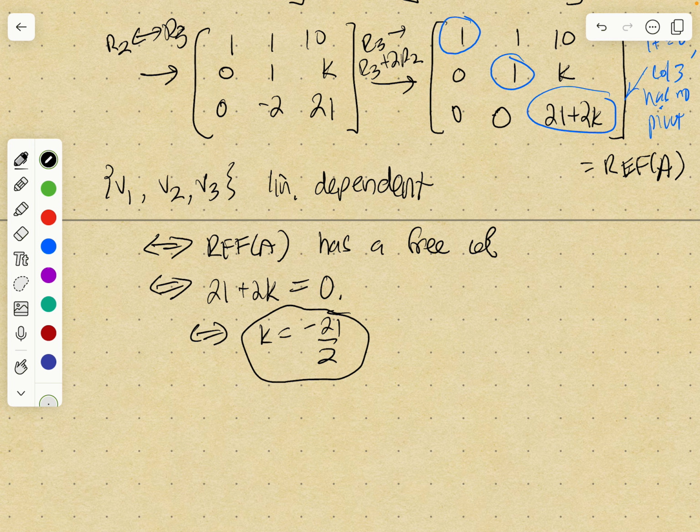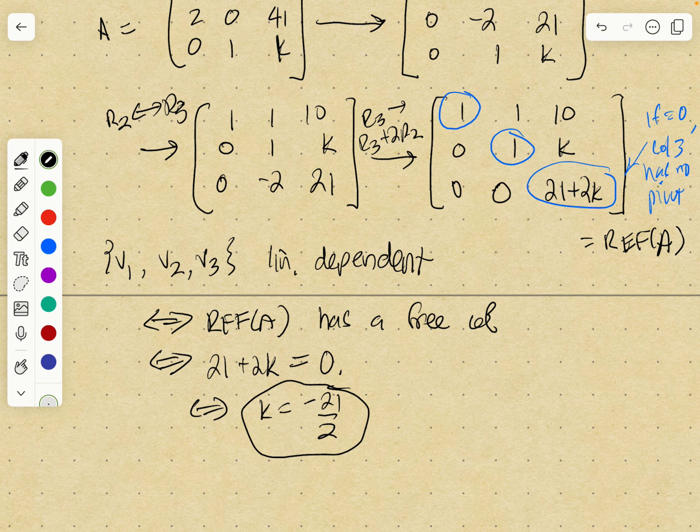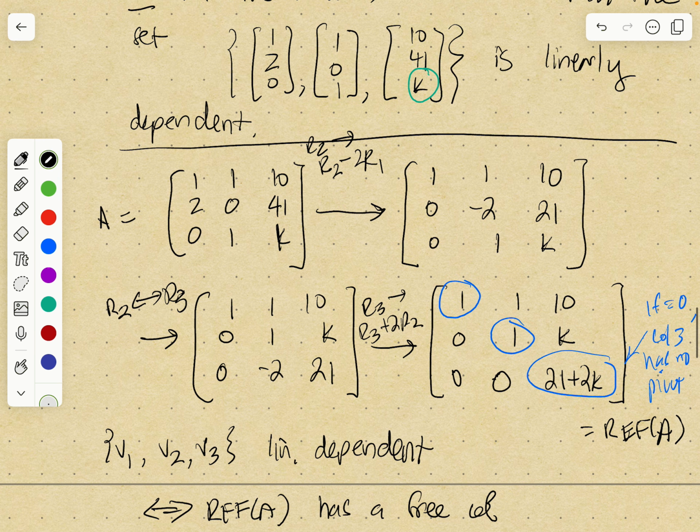If k is negative 21 over 2, then I get an echelon form where the third column is not a pivot column. If k is not equal to negative 21 over 2, then I will have a pivot in every column, and so my V1, V2, and V3 will be linearly independent. Okay, so that's what I want to say in this video.